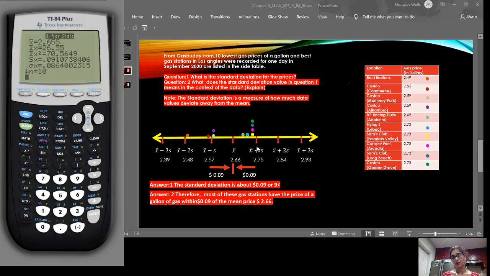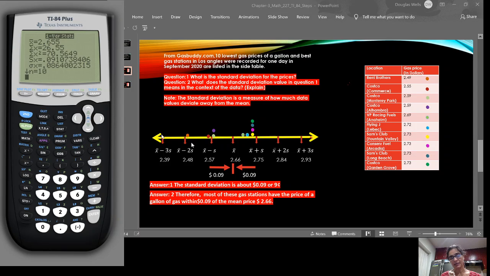These values are called 1 standard deviation above the mean, 2 standard deviations above the mean, and 3 standard deviations above the mean. If you go on the left, this value 2.57 is 1 standard deviation below the mean, 2.48 is 2 standard deviations below the mean, and 2.39 is 3 standard deviations below the mean. Now what is this, x bar minus 3s? That means you take the mean and subtract 3 times the standard deviation. Notice one thing, that here the difference is 1 standard deviation, right? Because this is 1 standard deviation above, this is 1 standard deviation below.